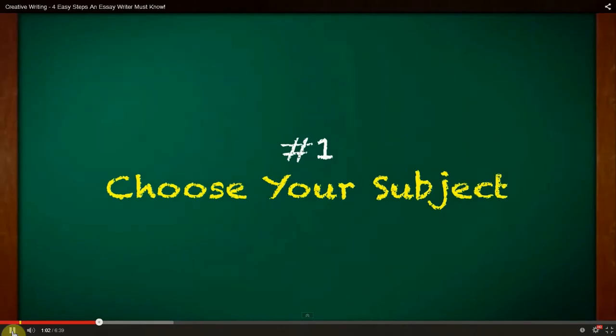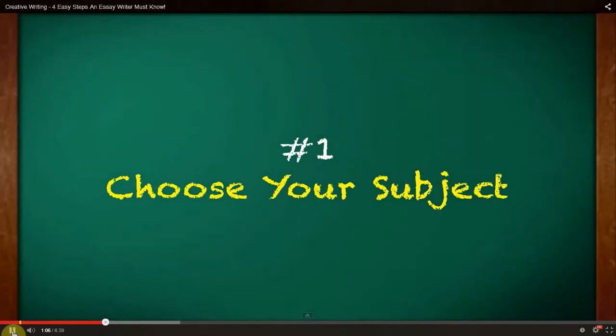Step number 1. To write a creative essay, choose your subject. When choosing a subject, pick something you and others will find interesting. It does not have to be a subject that you know well, in which case, what do?